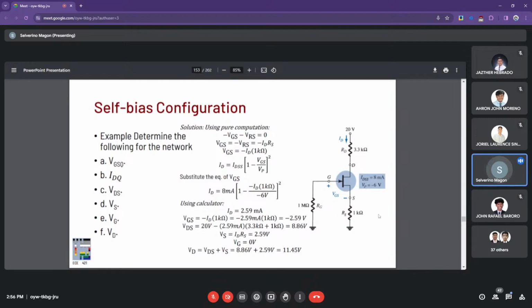Now, for the source voltage, or the voltage across RS here, just plug in the values of ID and RS directly. And we have VS at 2.59.